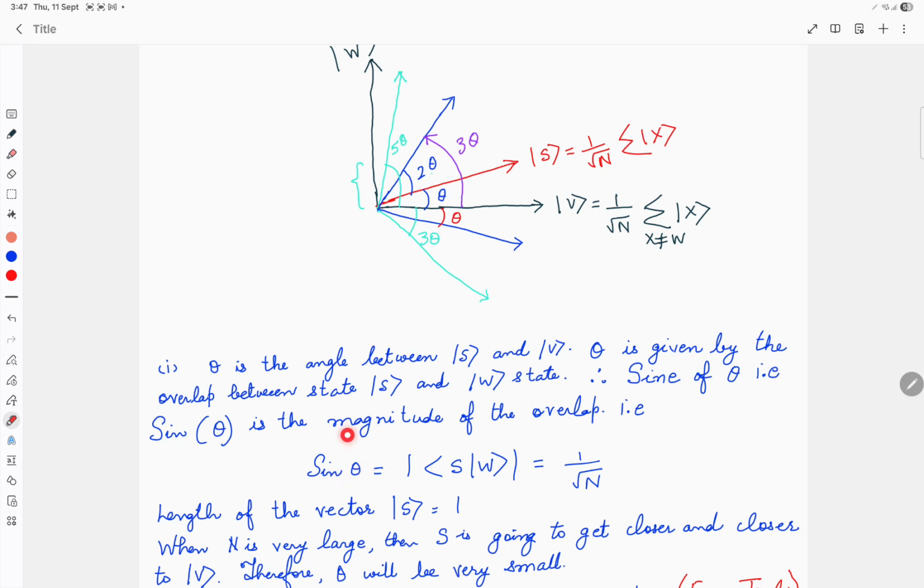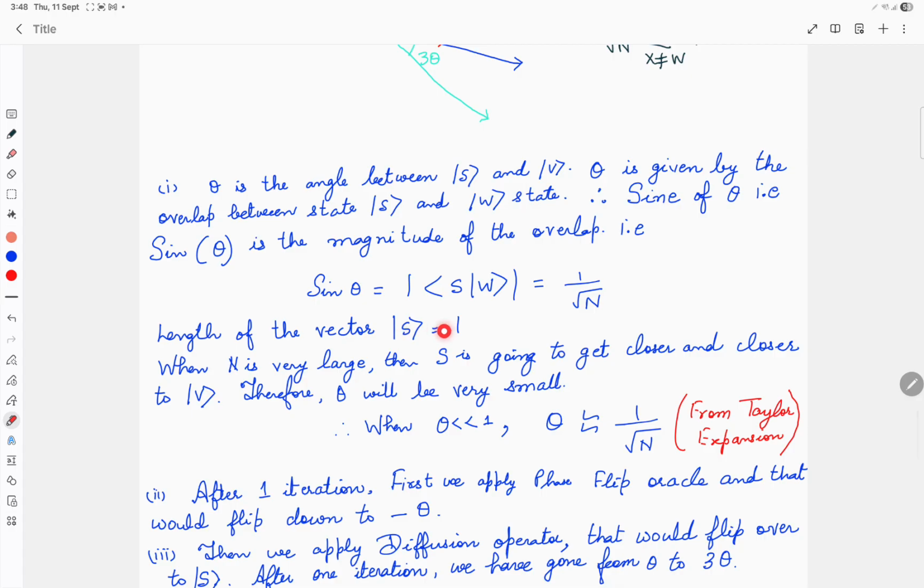And sine theta is the magnitude of the overlap. So this overlap, the inner product of S and W, is the overlap of S and W. When you take the magnitude, that is equal to sine theta. Why does it become equal to sine theta? Because the length of these vectors is 1. So when the length is 1, that means the hypotenuse is 1 and the height is this magnitude. So we can calculate it equal to sine theta. So sine theta will be equal to this, which is given by 1 over under root of n.